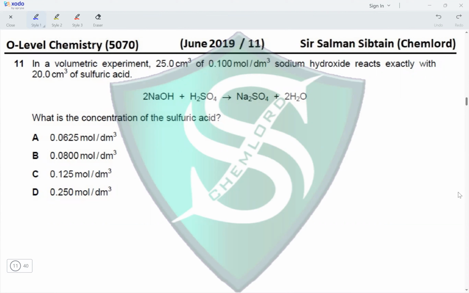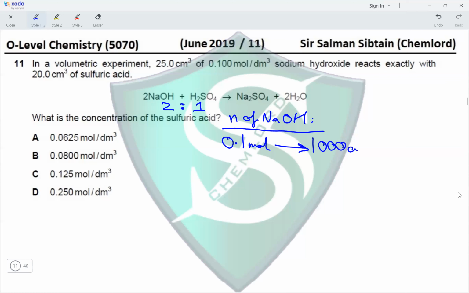Okay, so in order to calculate this, the first thing we need to know is in this equation, 2 moles of sodium hydroxide are reacting with 1 mole of sulfuric acid. So step 1, finding the number of moles of NaOH. The concentration of NaOH is 0.1 mol/dm³. That means 0.1 moles are present in 1000 cm³. How many moles would be present in the 25 cm³ of NaOH that was used?